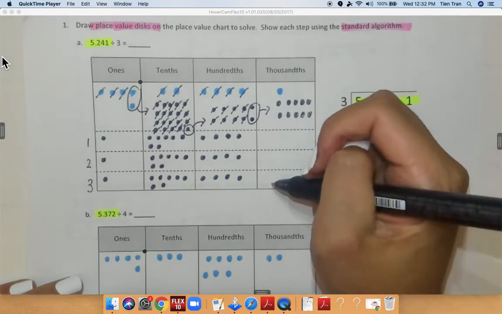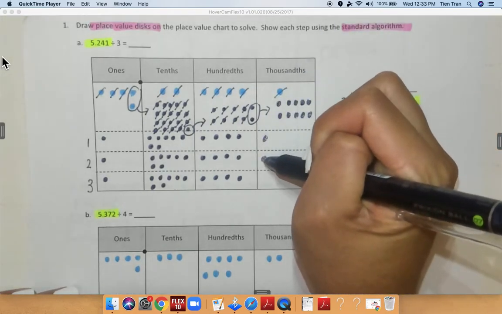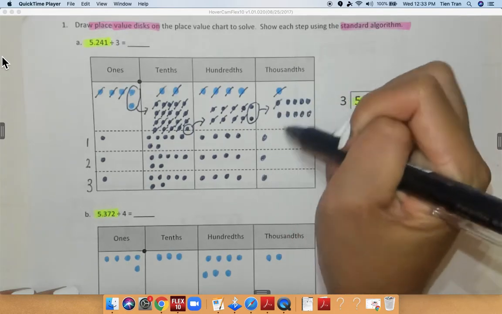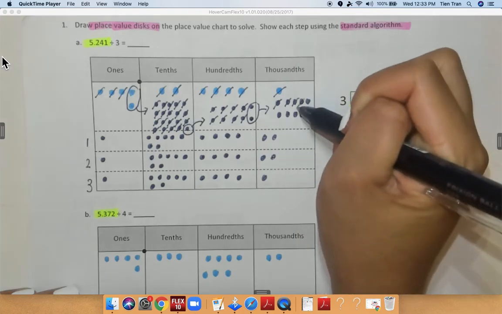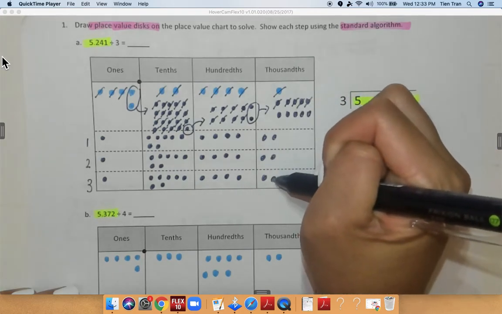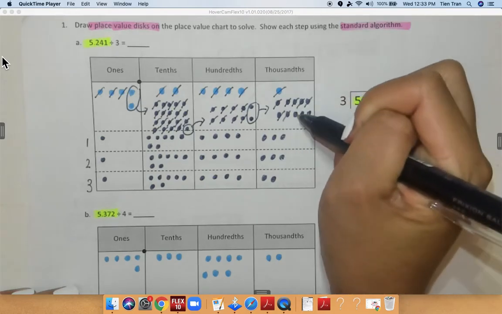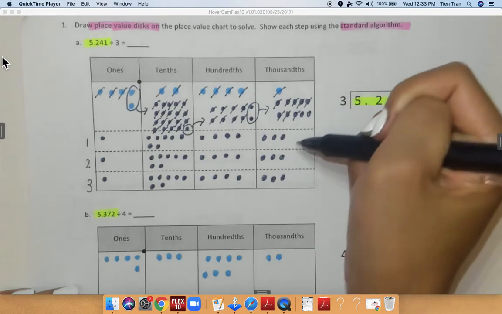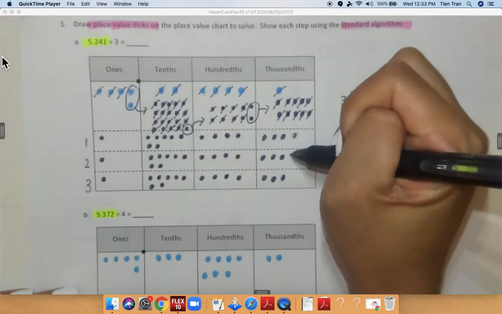Okay, and I'm going to distribute them. So 1, 2, 3. 1, 2, 3. 1, 2, 3. And 1, 2, 3.